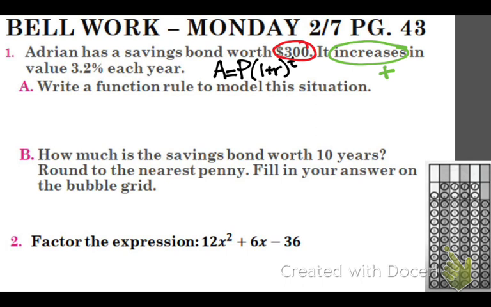So now we've got what function we want to use. We know what variables we're trying to fill. So we can look back at our problem and say $300. That's what it's worth to start. That's our starting amount. So $300 is our principal amount, our P.